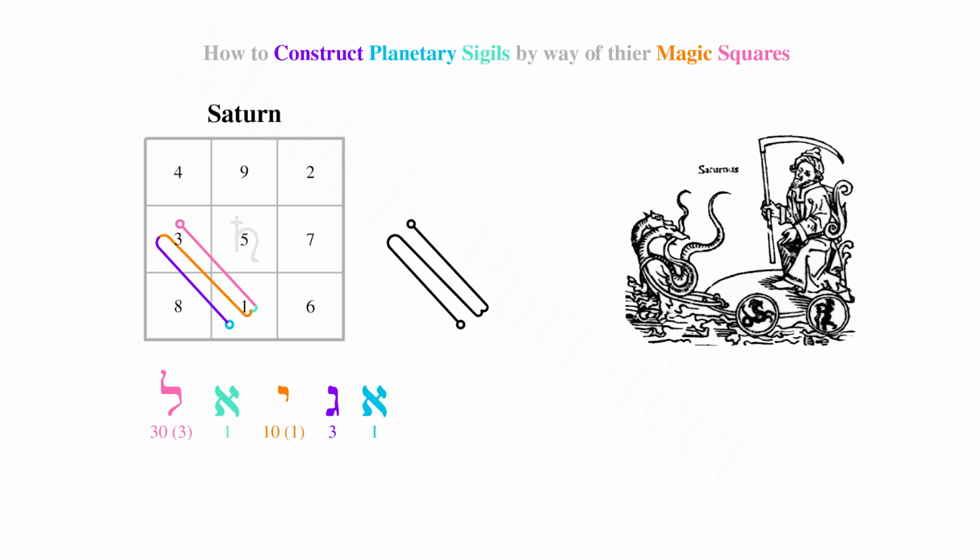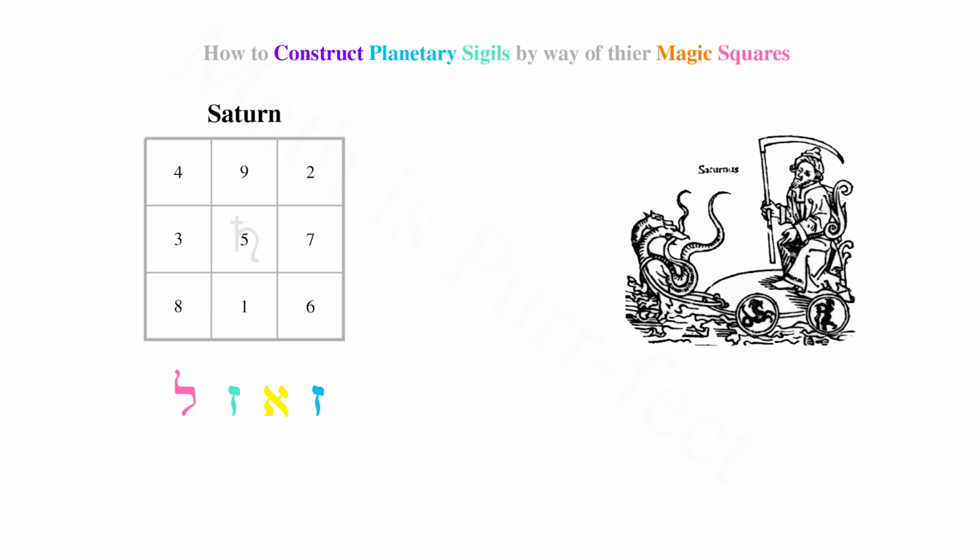Continuing to the spirit of Saturn, Zazel, we begin with Zayin, having a value of 7, seen here in light blue. Then we proceed to Aleph with a value of 1, seen here in yellow. Then immediately back to Zayin at 7, seen here in green. And finally to Lamed with a reduced value of 3. This is the sigil for Zazel.